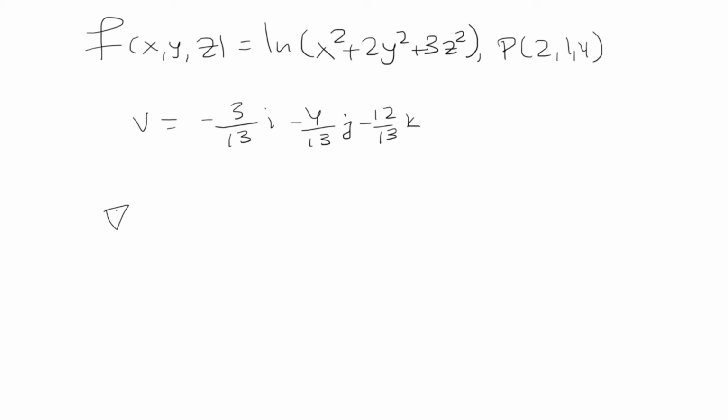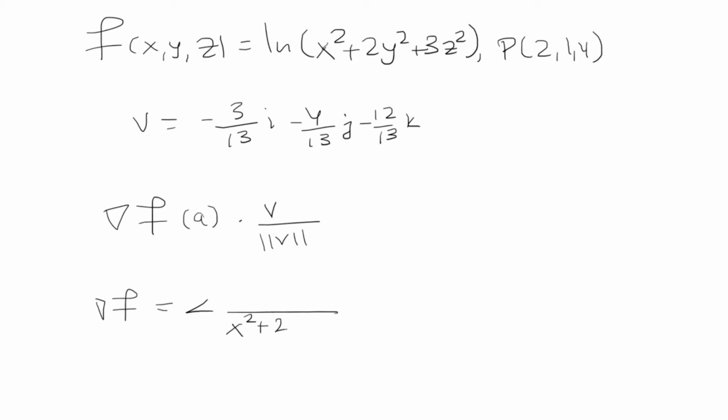So here we need the gradient of f evaluated at the point, dotted with a unit vector, so v over the length of v. First, let's find out what the gradient of f is. So let's take the partial derivative, first with respect to x. Because f is a natural log, we're always going to do 1 over the inside, and then we're going to multiply by the derivative of the inside. y and z are constant, so we can ignore those because the derivative is going to be 0. And you just take the derivative of x squared, which is 2x.